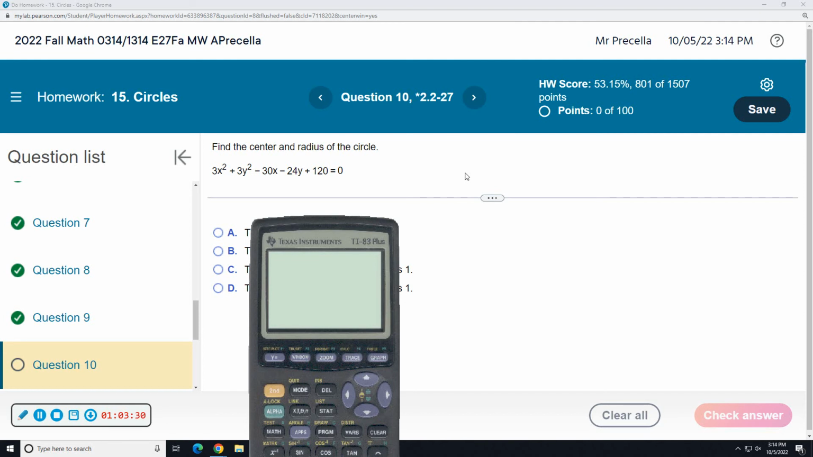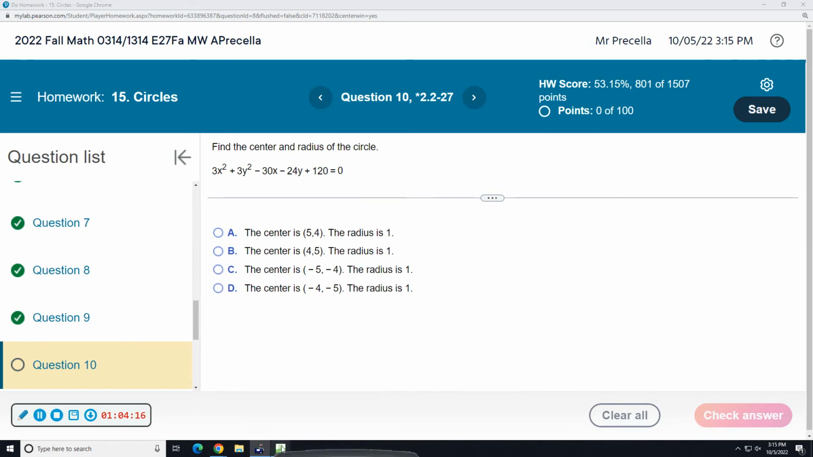And this is number 10. 3x squared plus 3y squared minus 30x minus 24y plus 120 is equal to 0. Let me make sure I don't miscopy this before I switch to my paper.